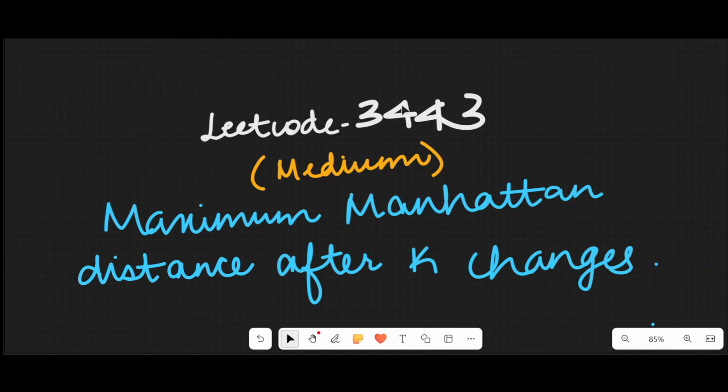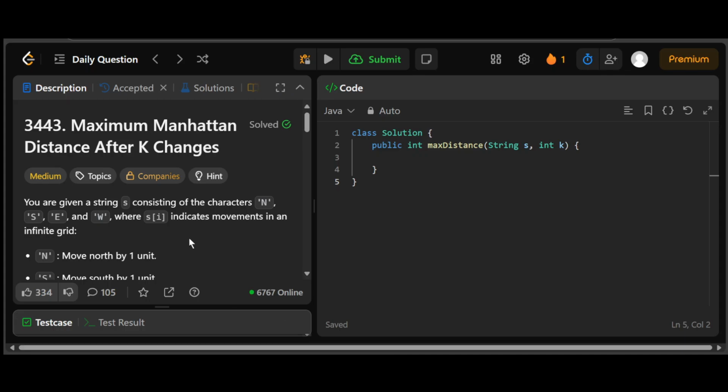So it's LeetCode problem number 3443 and it's a medium level question, and the question title says the Maximum Manhattan Distance After K Changes, right? Let's look at the question now.